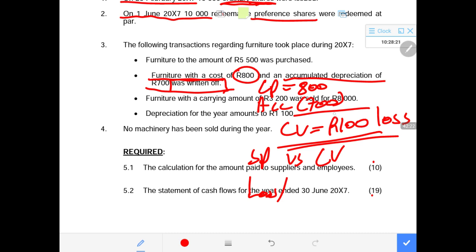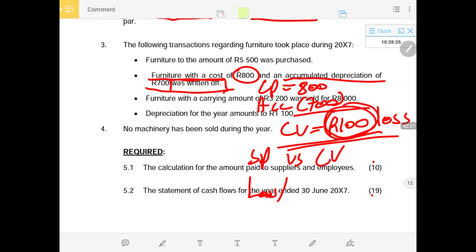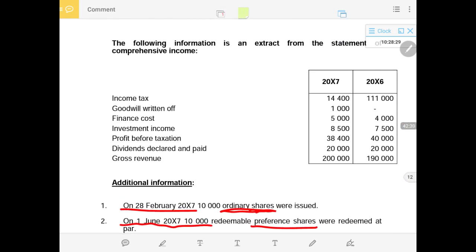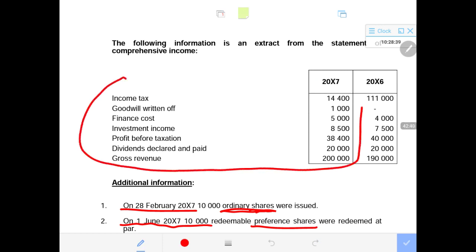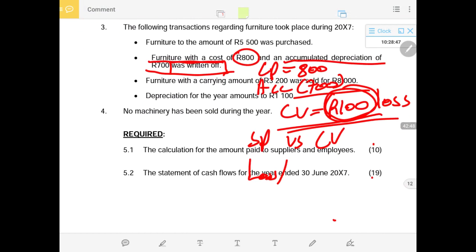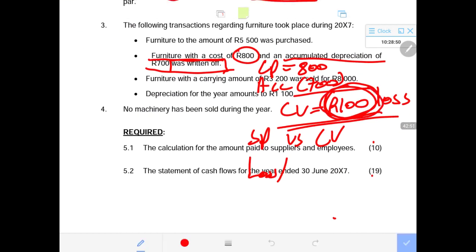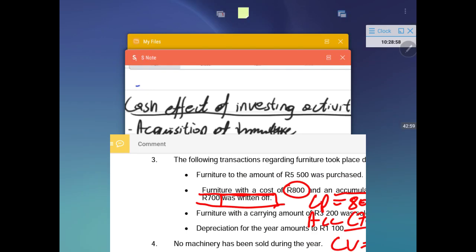Now, remember once again, the loss of 100 rand is recorded in the income statement, because all expenses are to be recorded in the income statement. Meaning there is a loss that has been recorded somewhere in the income statement. And please take note that we are provided with the extract of the items that were taken from the income statement. That means other items of the income statement or other transactions, such as the loss of 100 rand, were not extracted. It does not mean that it was not recorded. So the 100 rand was recorded in the income statement as a loss.